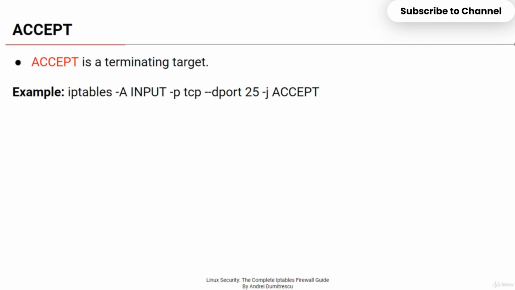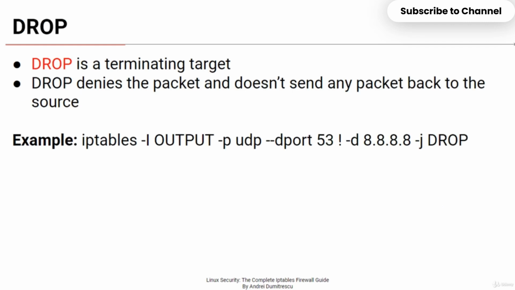In this lecture, we'll see the accept and drop targets again. It's more like a recap because we've already used them in so many examples. Both accept and drop are terminating targets. If a packet is matched against a rule that has the accept or drop target, the packet is accepted or dropped and will not traverse the chain anymore. Let me show you an example.